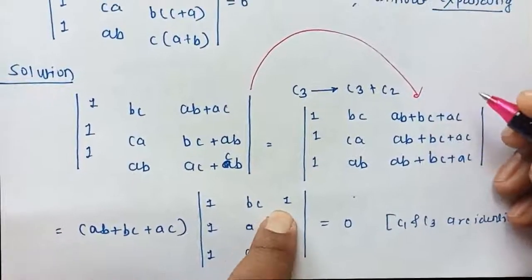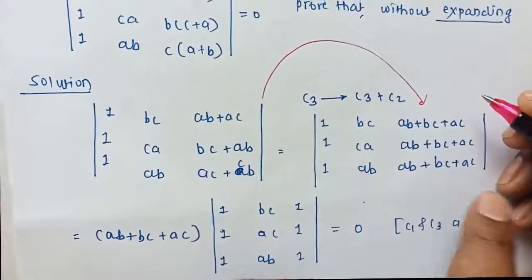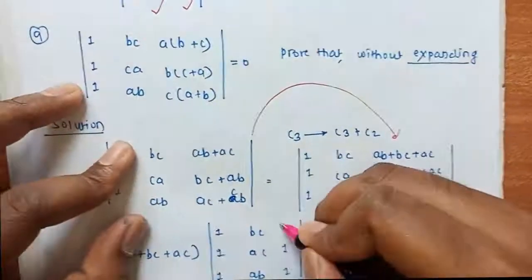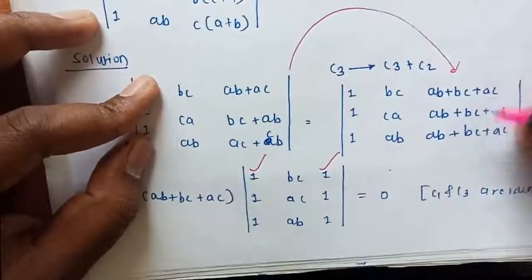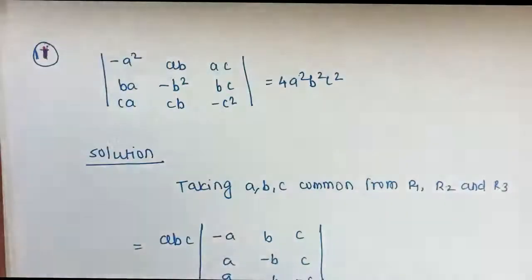Third column, after taking the one common from the third column, AB plus BC plus CA from the third column, I will get 1 1 1. Again this is third column and first column is identical. If two columns are identical, it is equal to 0. So in this way we can prove it.